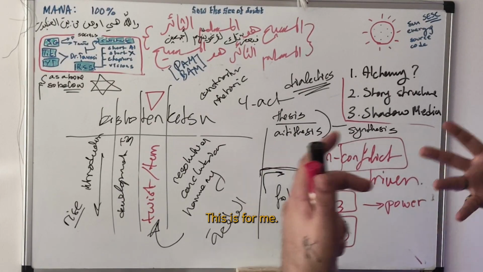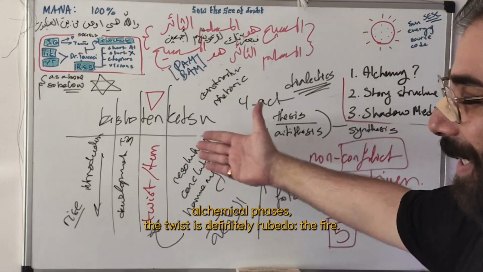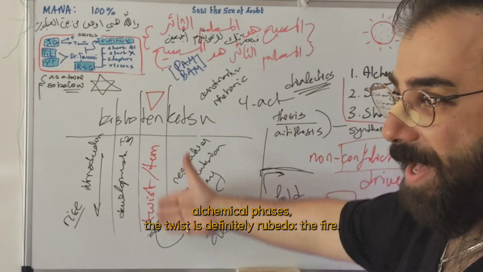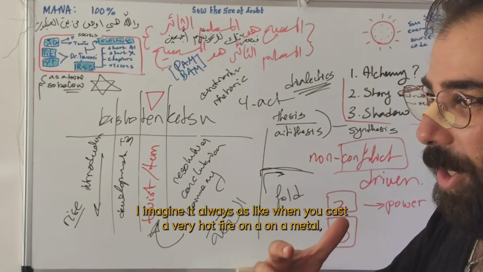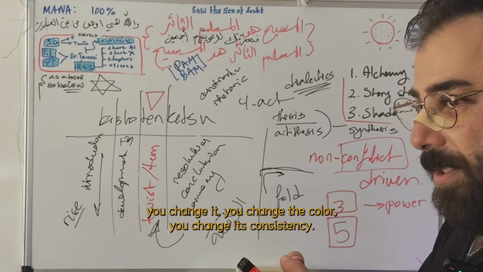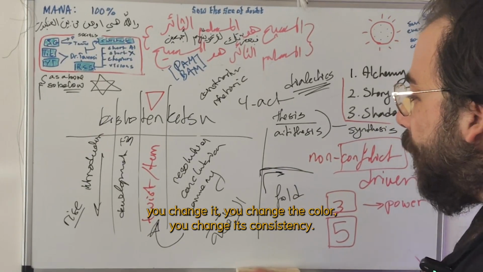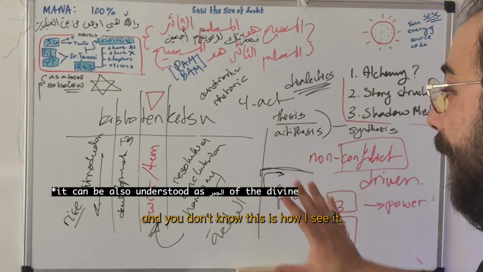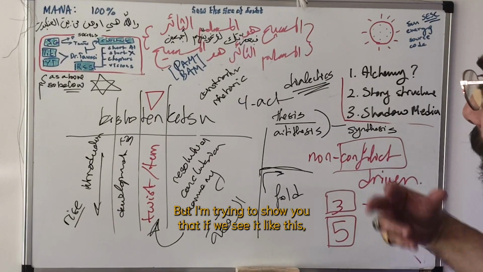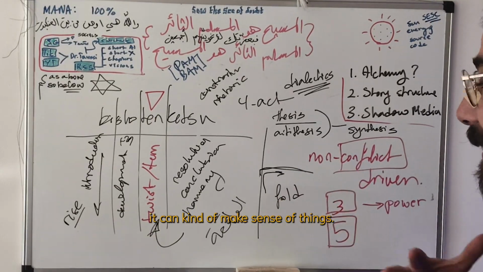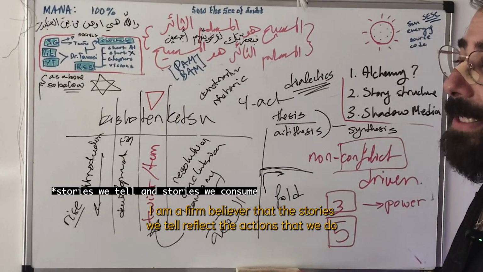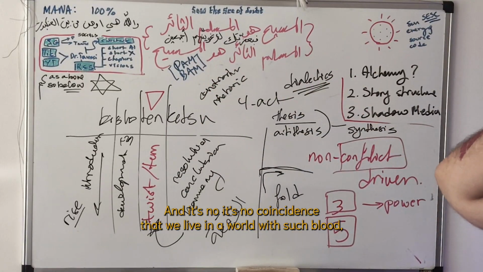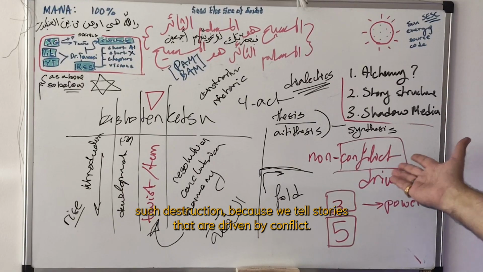If you want to look at these as the 4 alchemical phases, the twist is definitely rubedo, the fire. I imagine it always as when you cast a very hot fire on a metal, you change it. You change its color, you change its consistency. So the twist is the thing that drops suddenly and you don't know. Al-waqi'ah. This is how I see it. But I'm trying to show you that if we see it like this, it can make sense of things. I am a firm believer that the stories we tell reflect the actions that we do and the actions that happen in life. And it's no coincidence that we live in a world with such blood, such destruction, because we tell stories that are driven by conflict.